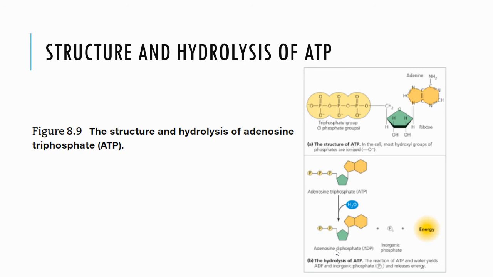So here you can see the structure of ATP. We've got our 3 phosphate groups, a sugar, and an adenine. And then below that, you can see the reaction. We have the hydrolysis, and that's what we're left over with.